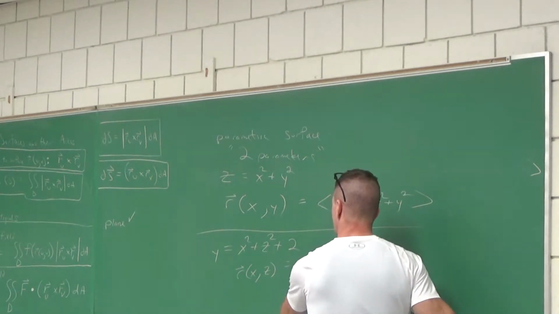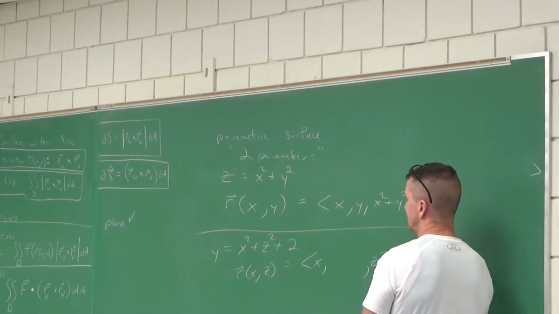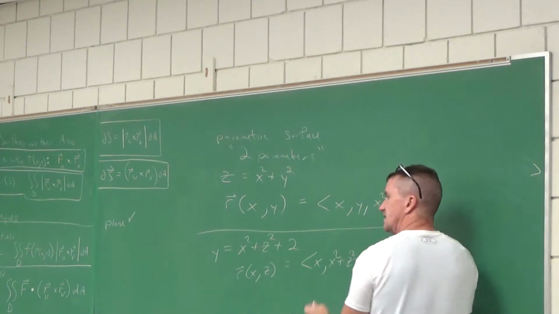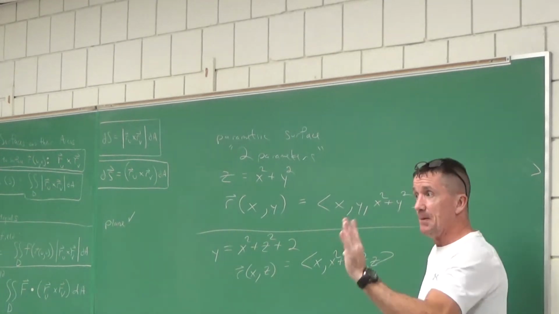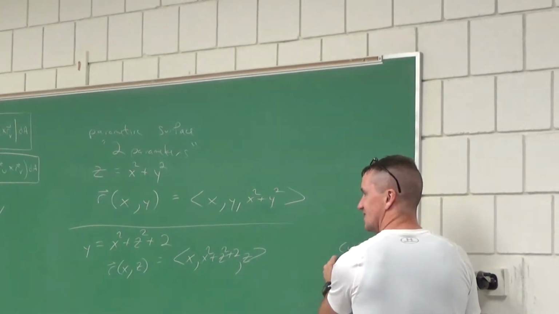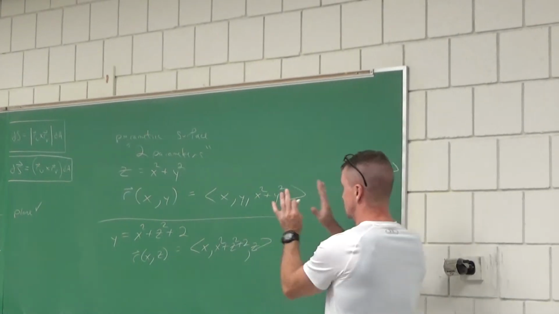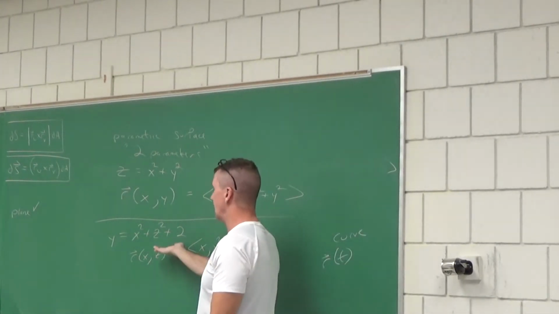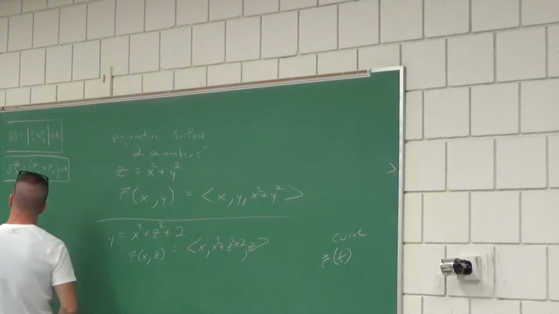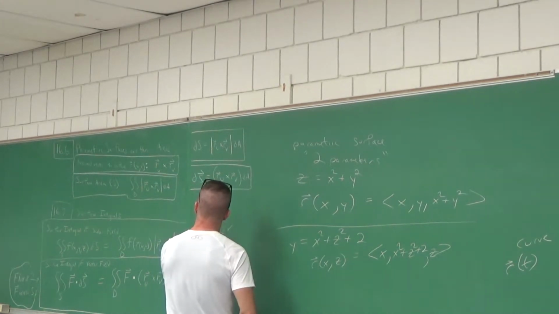Not much room there, but what goes in the middle? x squared plus z squared. I hope you find this easy. Keep in mind, though, how do you do a curve? How many parameters? Just one, r of t, like a curve. These are surfaces, right? Paraboloids and planes and stuff. All right, let's put paraboloid down. Check.